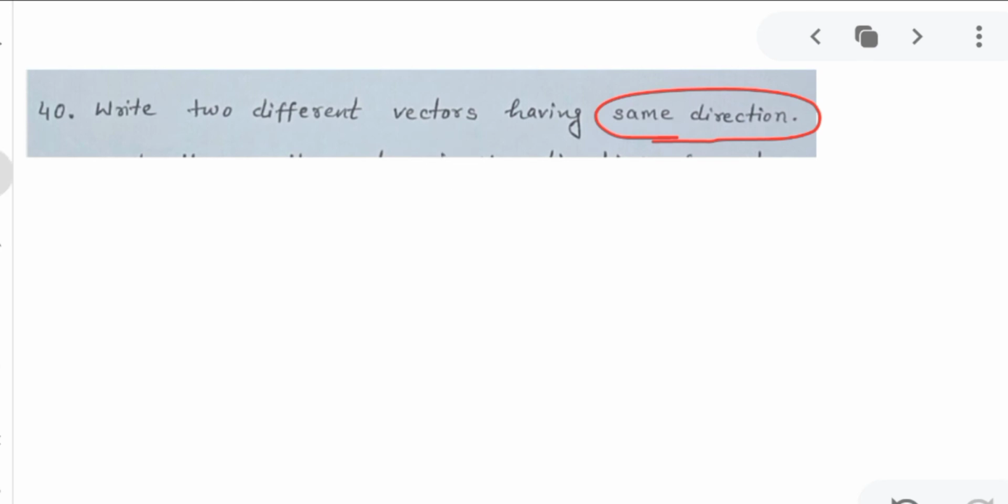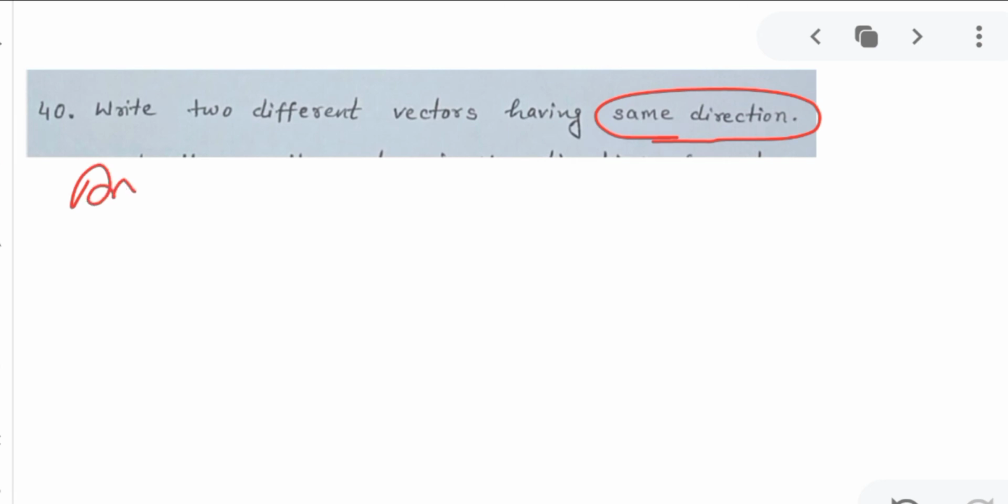If a vector A is there, it will have magnitude as well as direction. The question says same direction, so we have to keep the magnitude different and just keep the same direction. So the simplest example you can give is this.